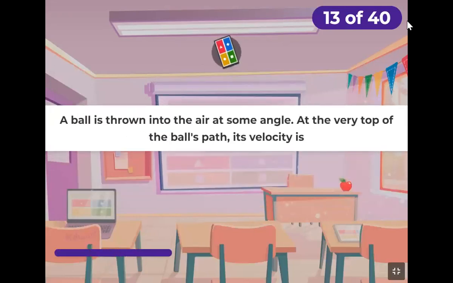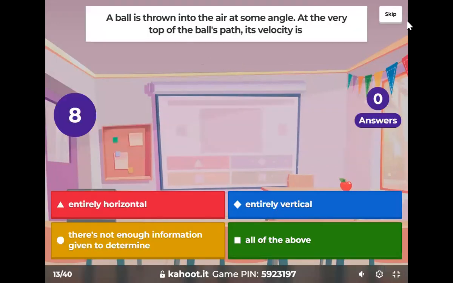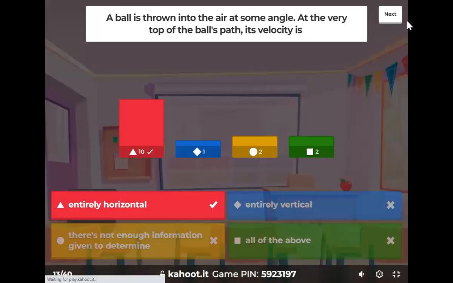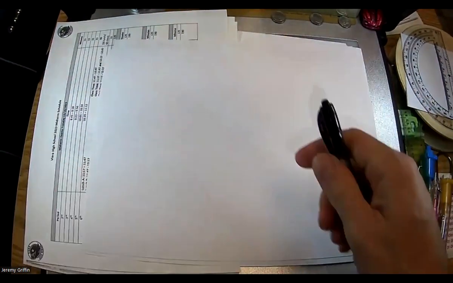Ball is thrown to the air at some angle. At the very top of the ball's path, its velocity is yeah, entirely horizontal. Okay, you guys got that? Awesome. This one I was gonna draw anyway, especially for the recording. A number of students have been out just this day, so I wanted to get you guys a picture.